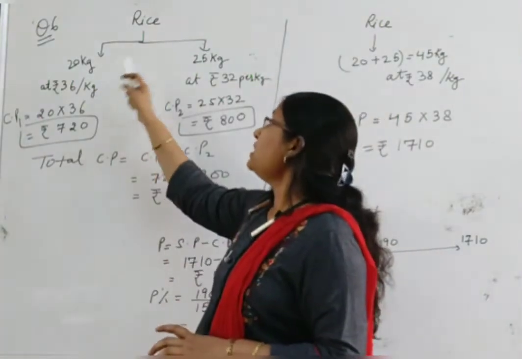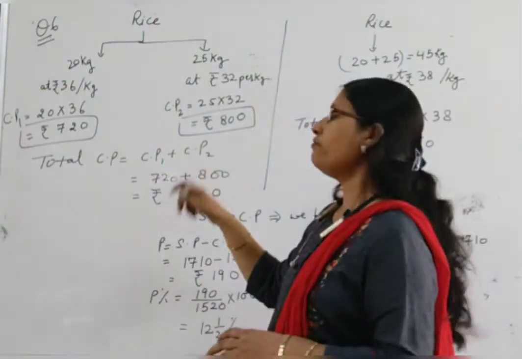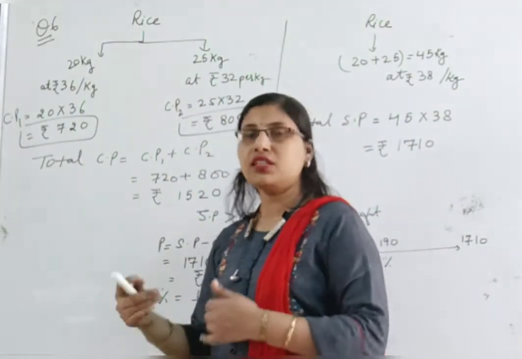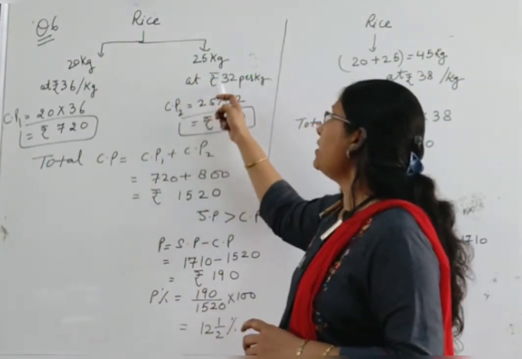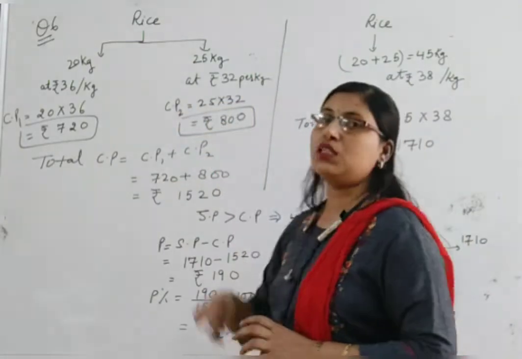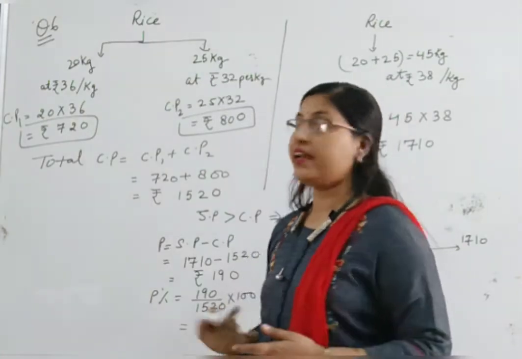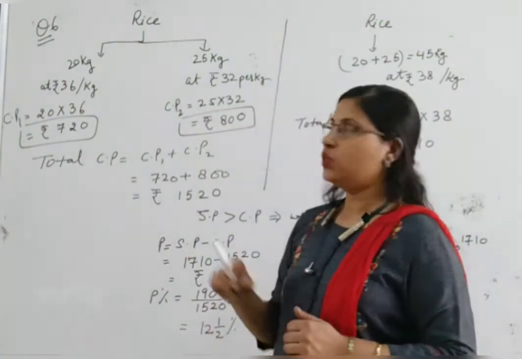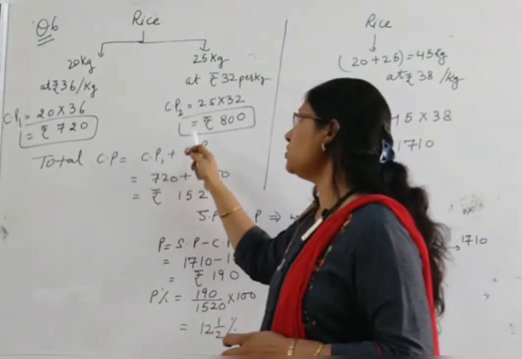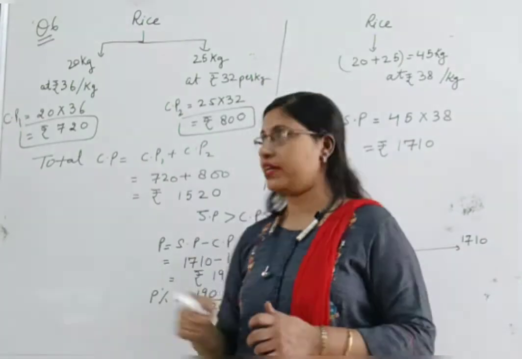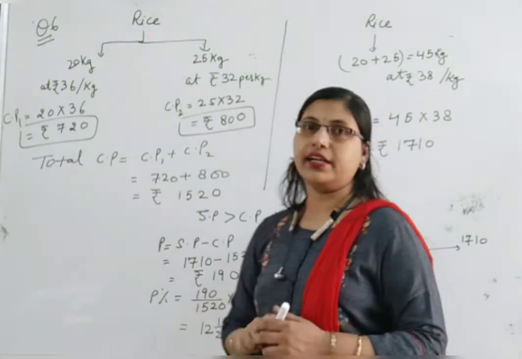Now he has purchased suppose 25 kg rice from some different shop. Or you can say the variety is different, so that's why the cost is different. He has purchased 25 kg rice and how much rate? 32 rupees per kg. And now, what is the total money spent on these rice? So 25 multiplied by 32. So we will get 800 rupees. Now this is also the cost price and this is also the cost price. So how much is the total cost price? The sum of these two. So we have added and we will get the answer 1520.